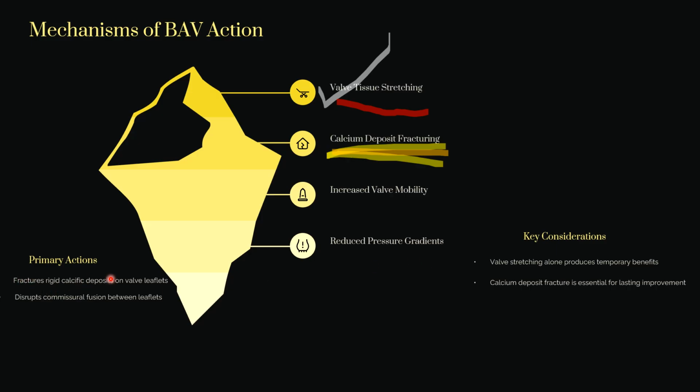So what is the primary action of this BAV? Fractures rigid calcific deposits on the valve leaflets. That means all the depositions which are on the valve leaflet, these are all fractured by the balloon. Disrupts commissural fusion between the leaflets. So due to deposition, whatever fusion occurs, it is also gradually demolished. Valve stretching alone produces temporary benefits. Calcium deposit fracture is essential for lasting improvement.